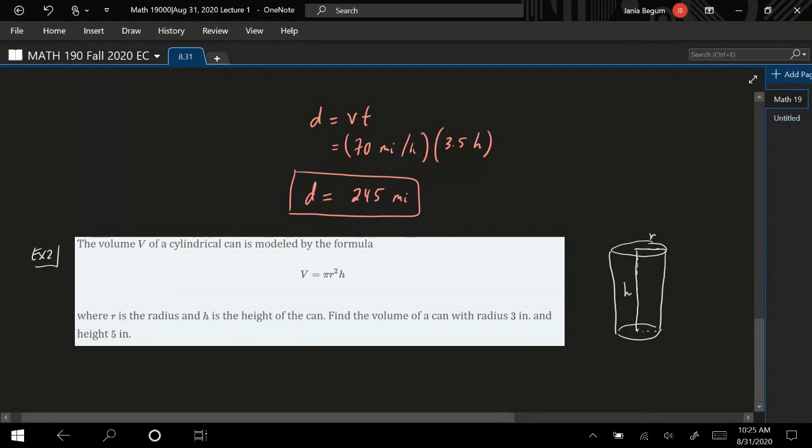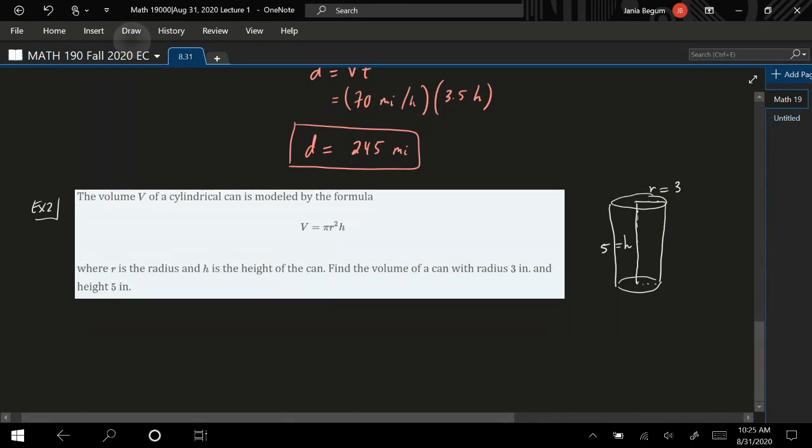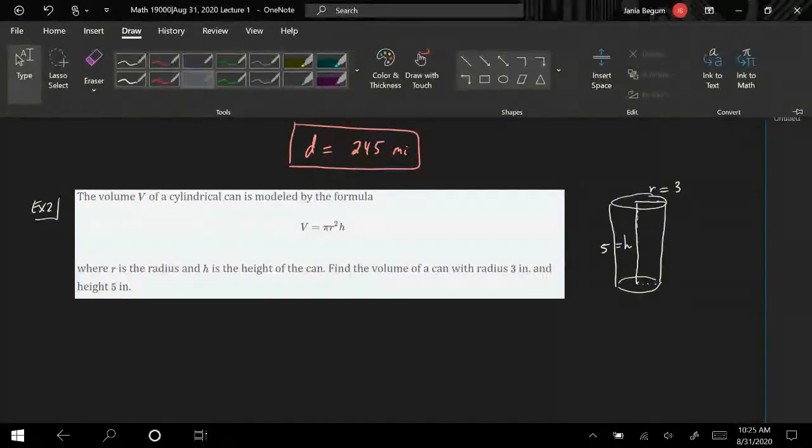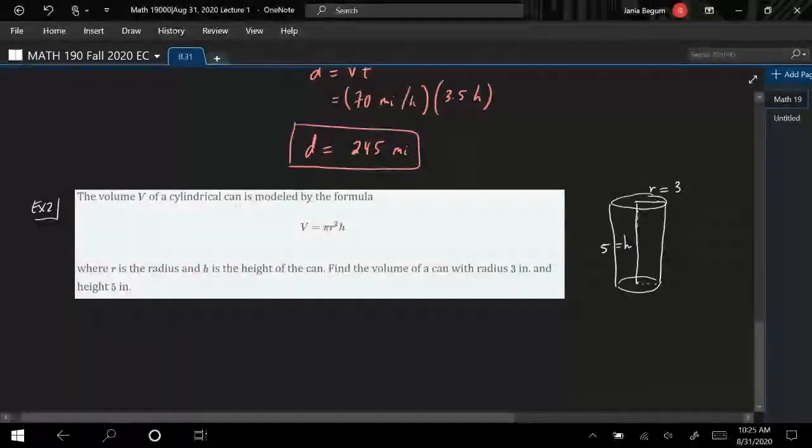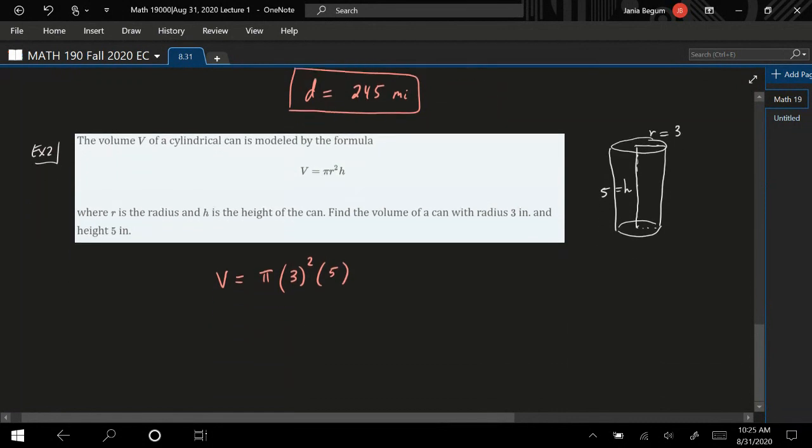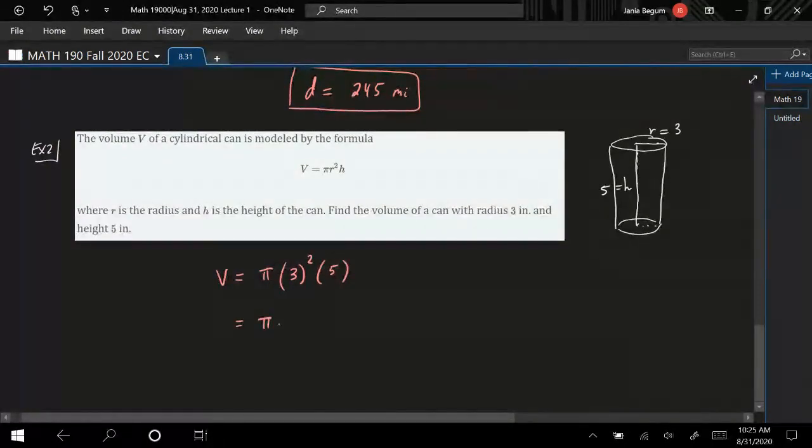So we want to find the volume of a can with radius 3, so r is 3 and height is 5. All you have to do is plug them into the formula and you should have the value you're looking for. So the volume is going to be pi times r squared, that's 3 squared, times the height of 5. This gives us pi times 9 times 5, and that would be 45 pi.